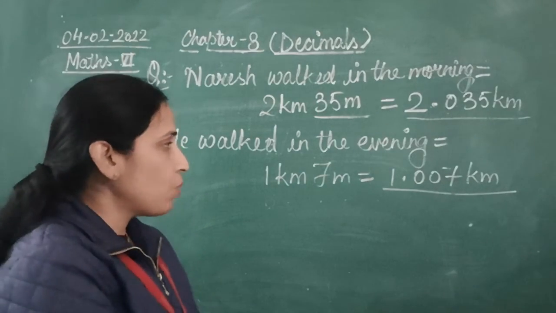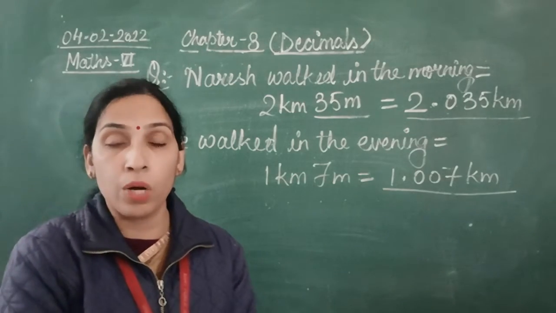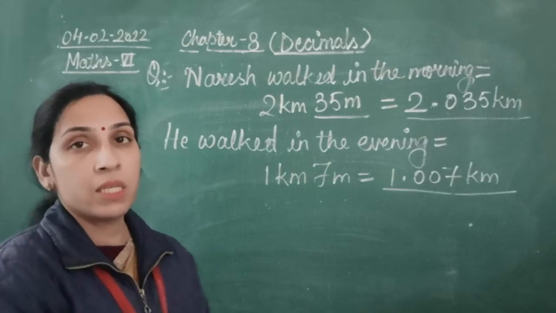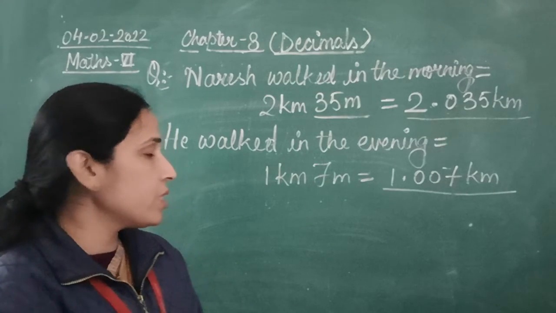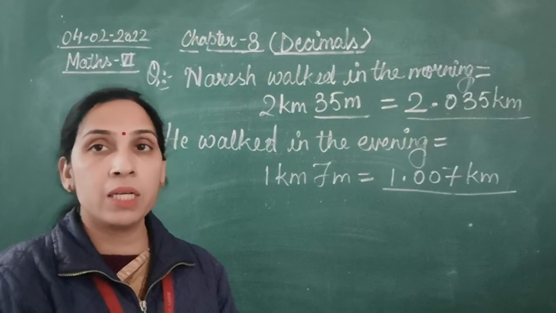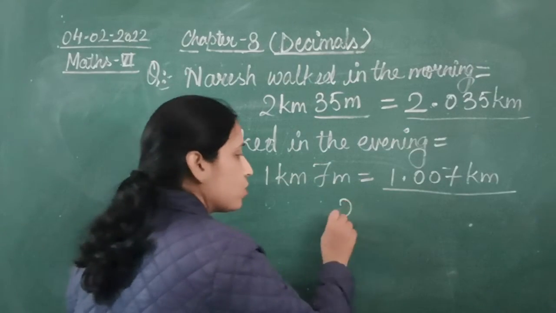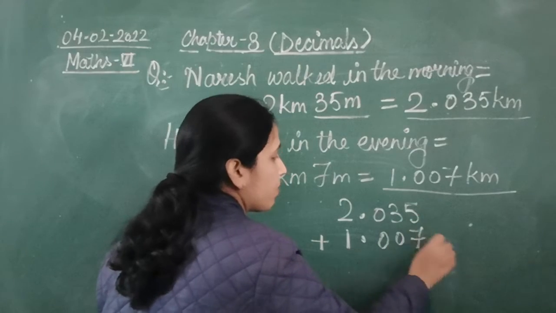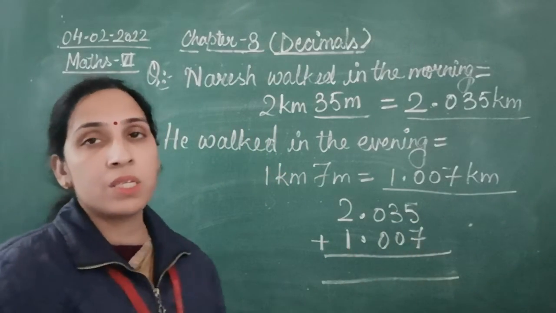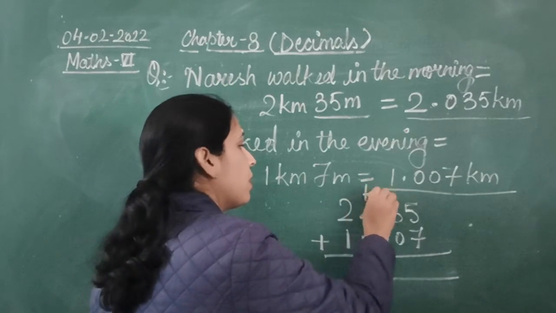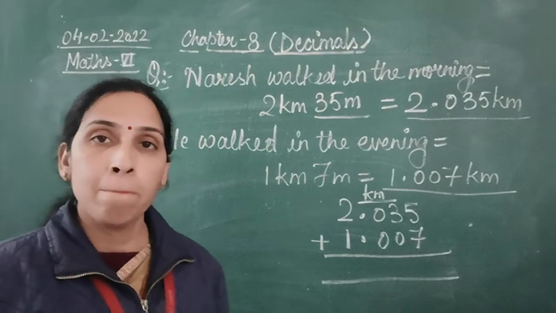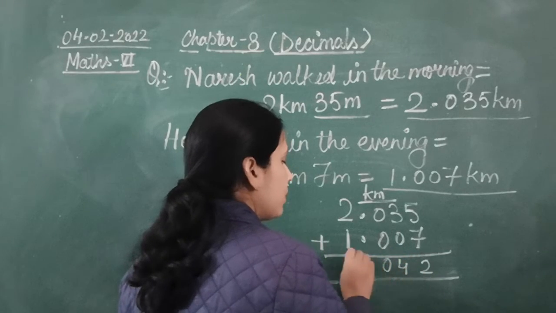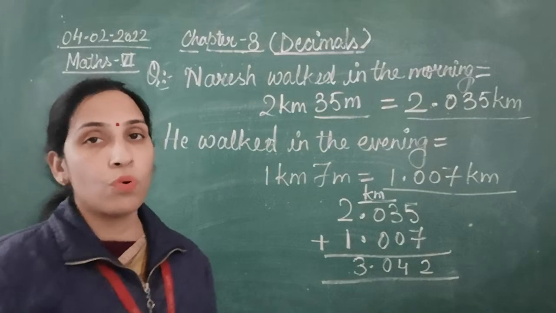Okay, now next, what is asked is how much distance did he walk in all? Just now I told you that in all also means the same, the total distance walked by Naresh. Then what you need to do? You are going to add 2.035 plus 1.007. This much kilometer distance is covered by Naresh. So we'll add it: 7 plus 5 is 12, 4, 3, so 3.042.